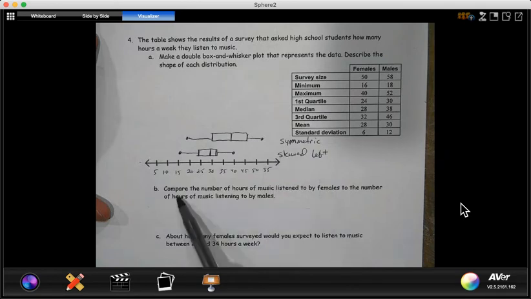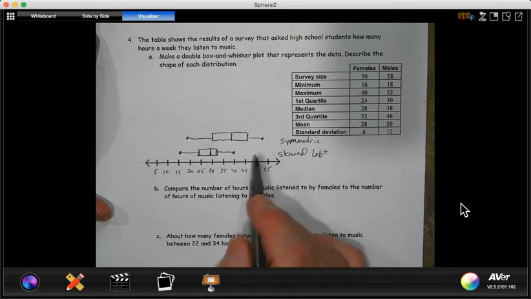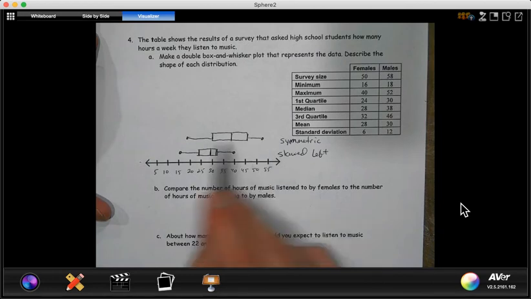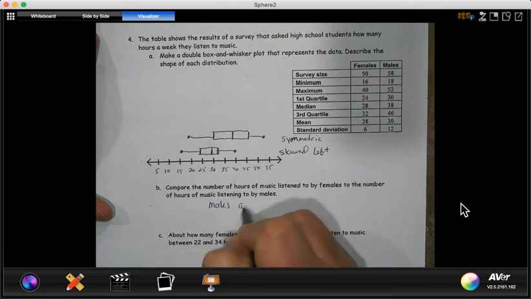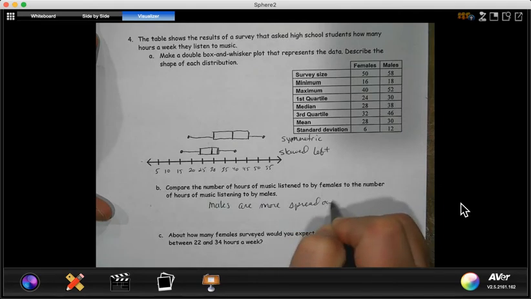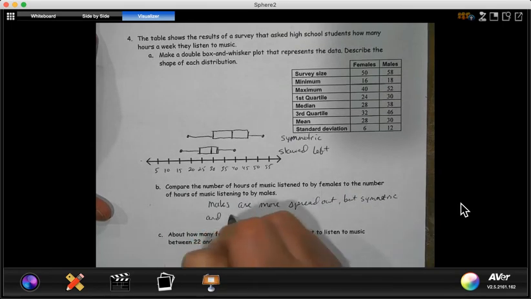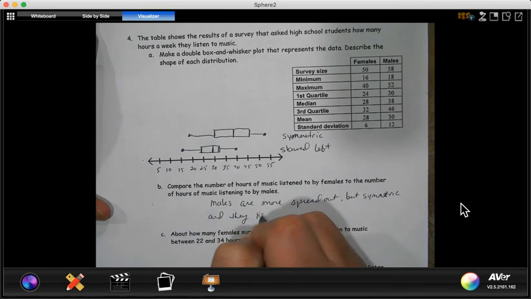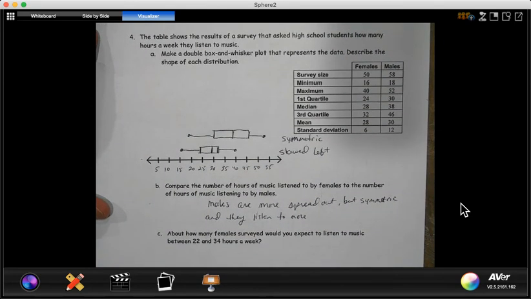So compare the number of hours of music listened to by females to the number of hours of music listened to by males. Well, I kind of compared them, right? So the males are more spread out, but it's symmetric. And they do more. And they listen to more music. They just do. According to this chart. Okay.